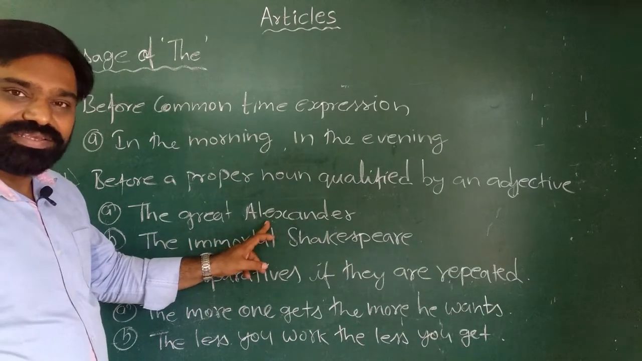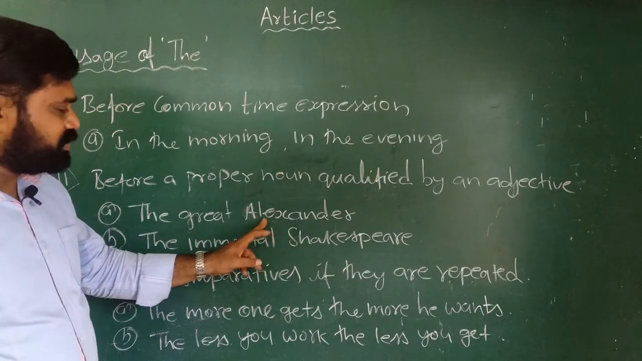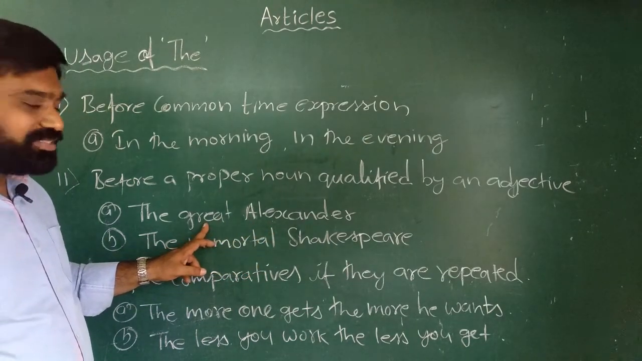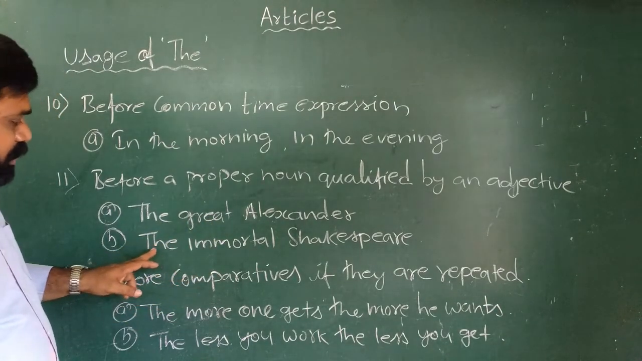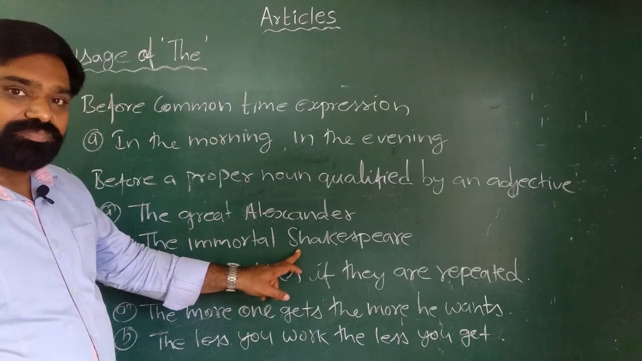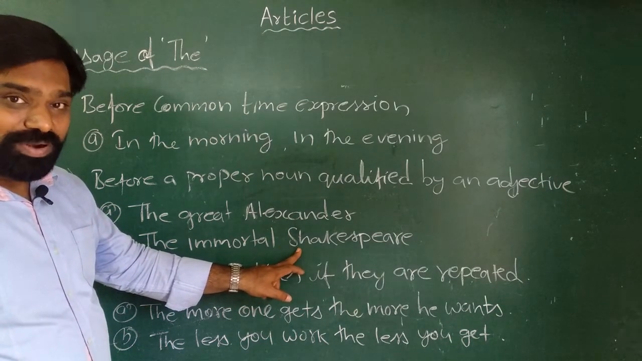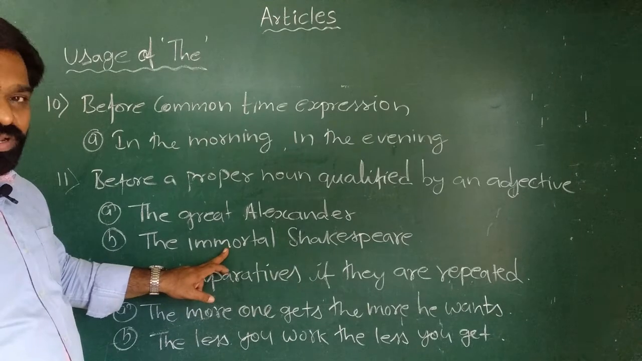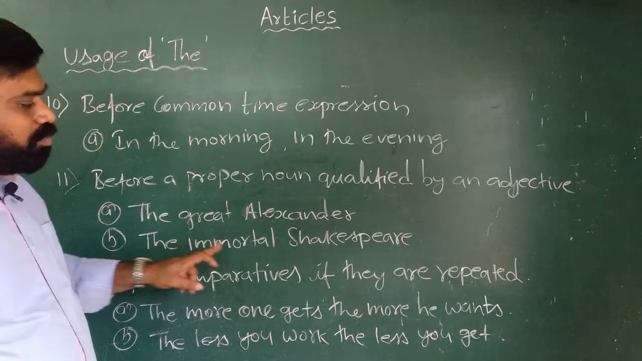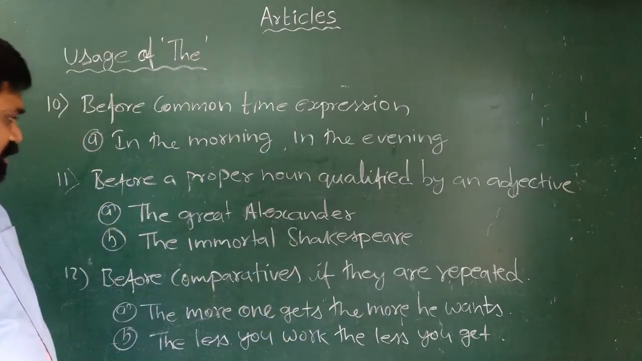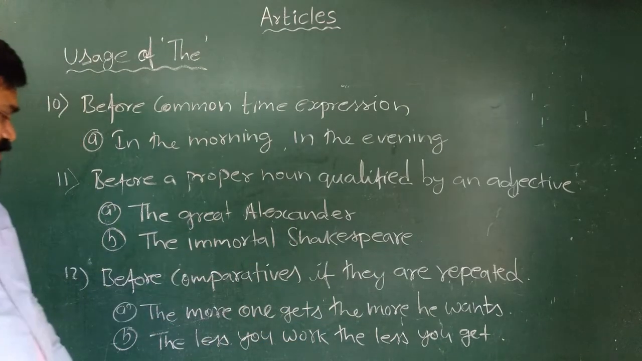Here Alexander is a proper noun, but it is qualified by an adjective, so we can use the before it. Similarly, the immortal Shakespeare. Here Shakespeare is a proper noun, but we have an adjective before it, so we can use the article the. It becomes the immortal Shakespeare. So let us see one more very interesting thing here.